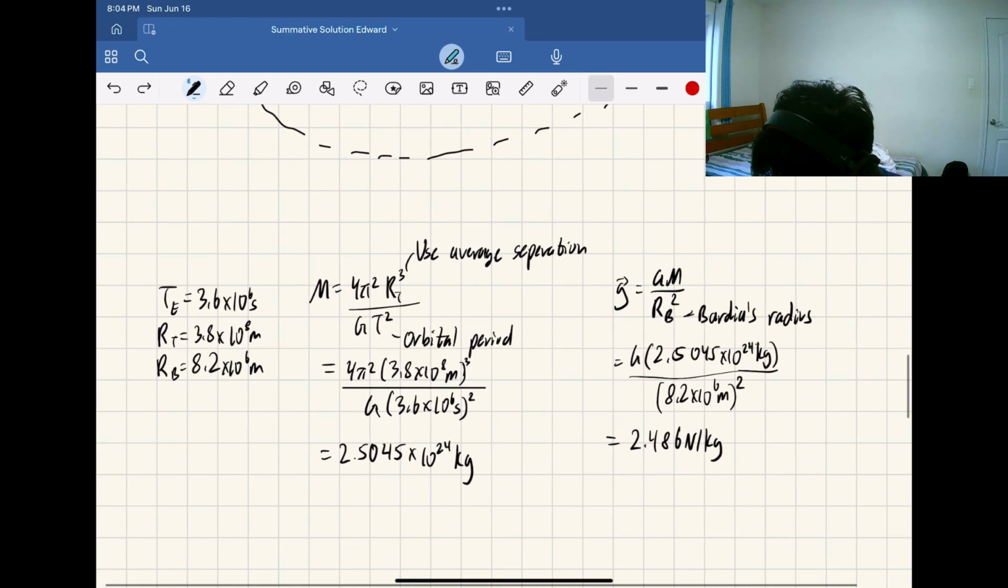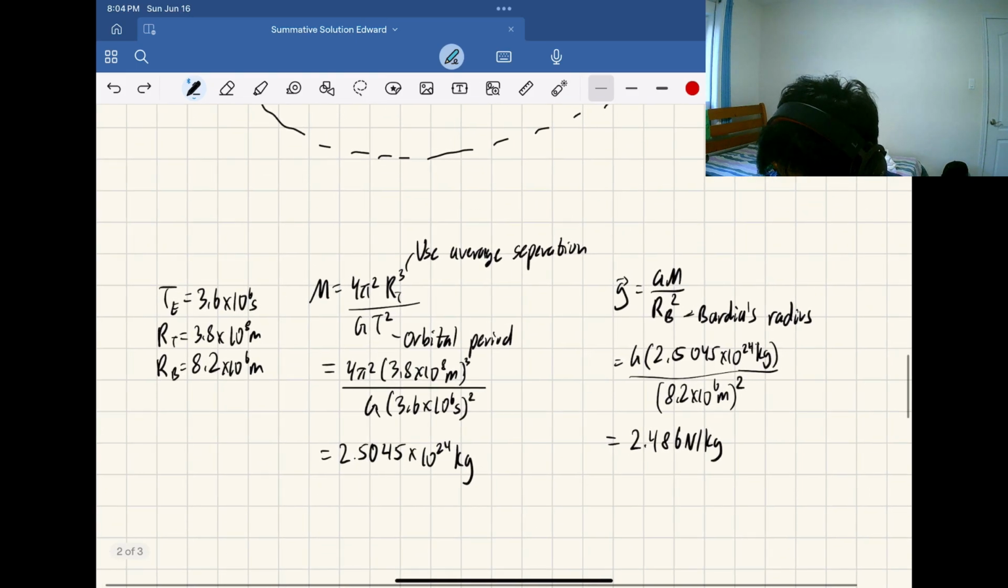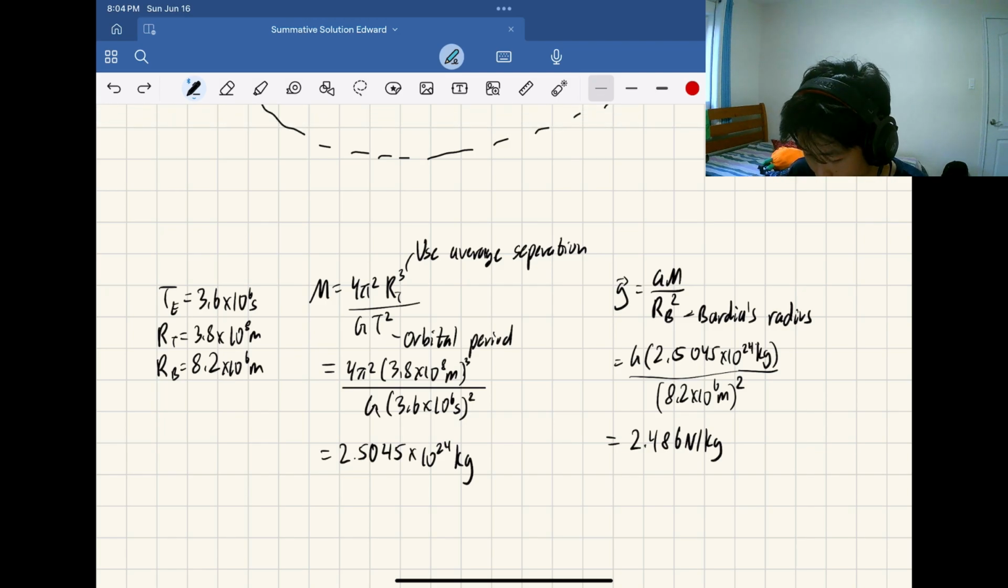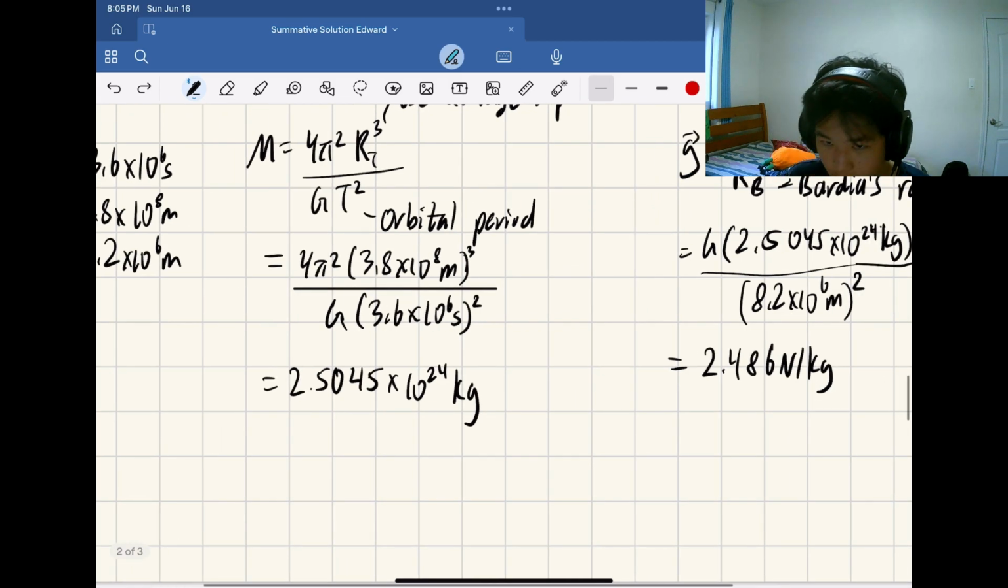So first of all, what we need to find is the mass of Bardia. Using the equation, big M equals 4 pi squared times the average separation of Bardia and Ethan cubed, over the gravitational constant times the orbital period squared. You plug that into your calculator, and you will get that Bardia's mass is 2.5045 times 10 to the 24 kg.